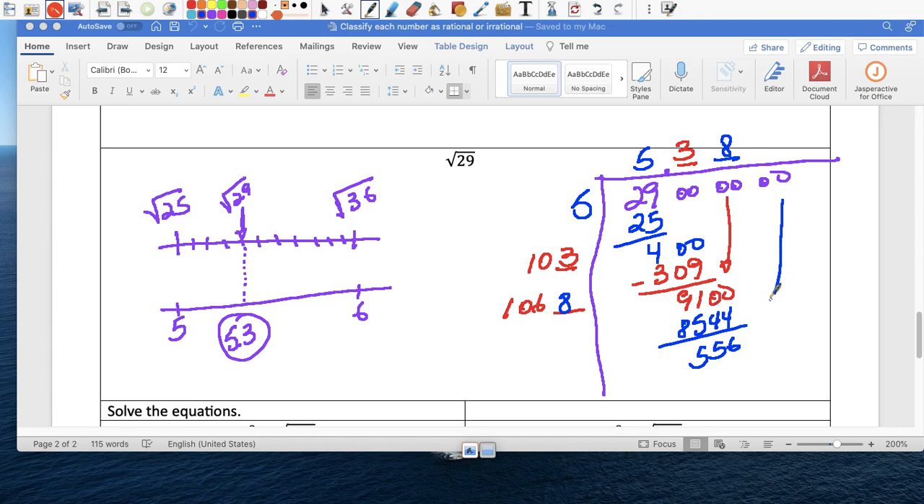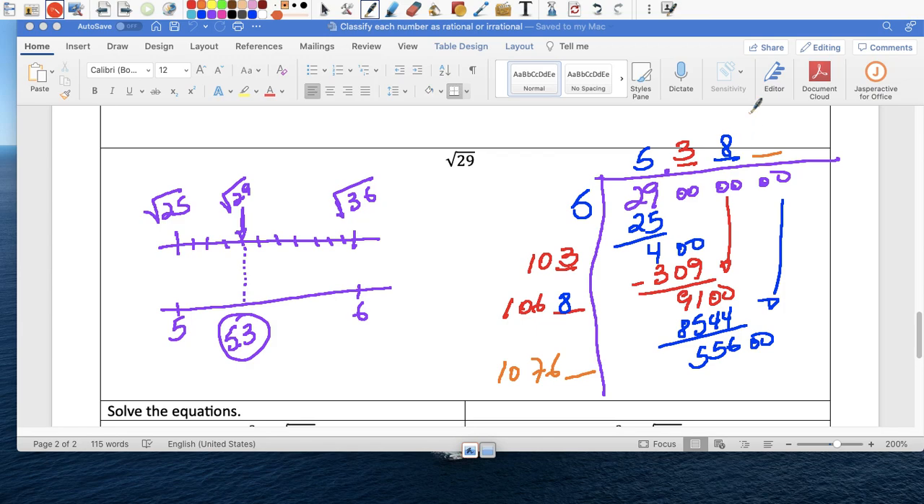Bring the last set of 0 down. Let me change colors. So we double the top. 538 times 2 doubled is 1,076. The place value there. Now we're going to have to figure out. So that's about 11,000. This is about 55,000. So maybe 5 times. So let's put a 5 here and a 5 here. Let's see if that works.